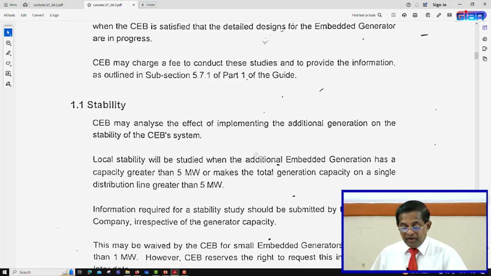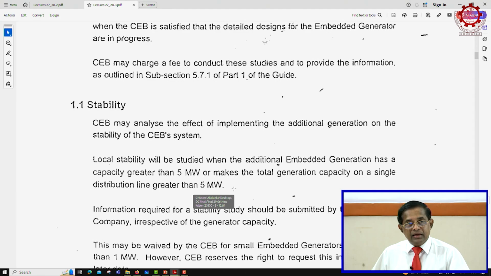Now, here you can see, for example, the utility may analyze the effect of implementing the additional generation on the stability of the utility system. Local stability will be studied when the additional embedded generator has a capacity greater than 5 megawatt, or makes a total generation capacity on a single distribution line greater than 5 megawatt. You can see. So, the line that you intend to connect to may already have a 2 megawatt generator connected by somebody else, and now you are proposing a 3 megawatt. Now, when your 3 megawatt one is proposed, the total is exceeding 5 megawatt. So, therefore, the CEB will say we need to have a stability study.